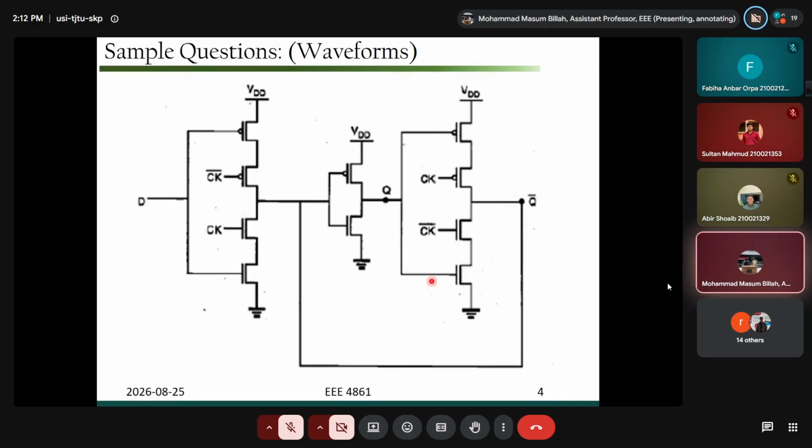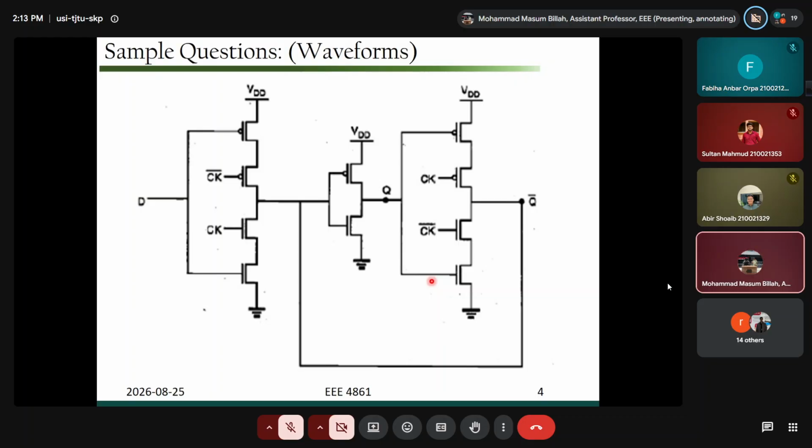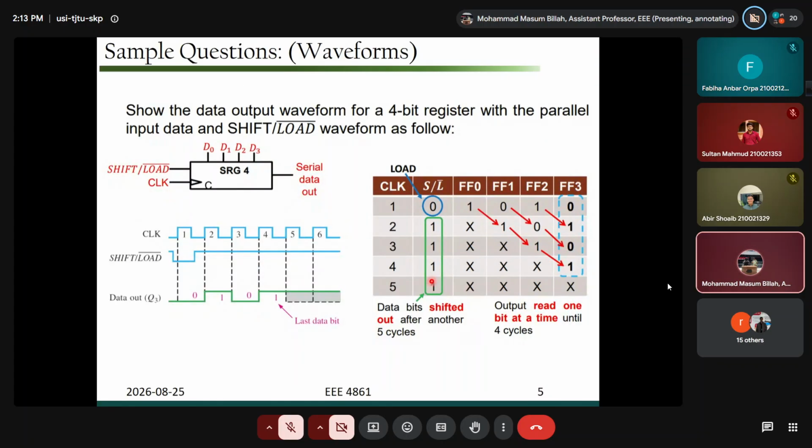Yes, sir. So this is more straightforward than this one, I mean the carry look ahead. It's very simple. Maybe in the exam I will be giving you the D and the clock. Based on that, you have to draw the Q and Q bar. I mean Q and Q bar are just the opposite, right? You need to draw the Q waveform or you need to draw the truth table. Okay. So we studied four types of shift registers, right?